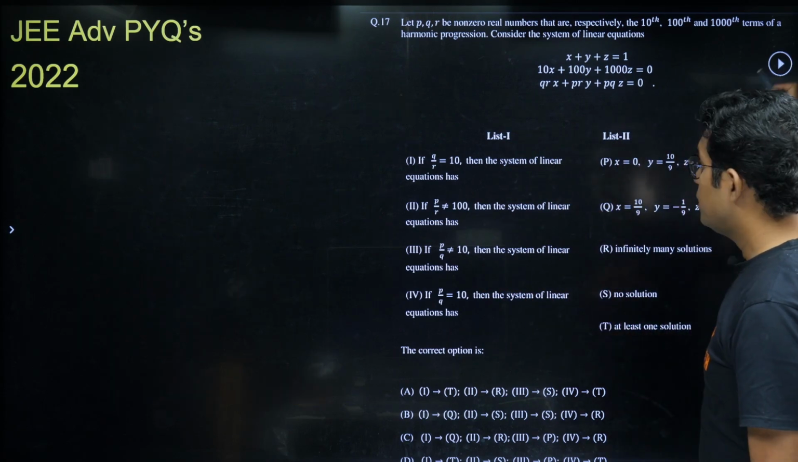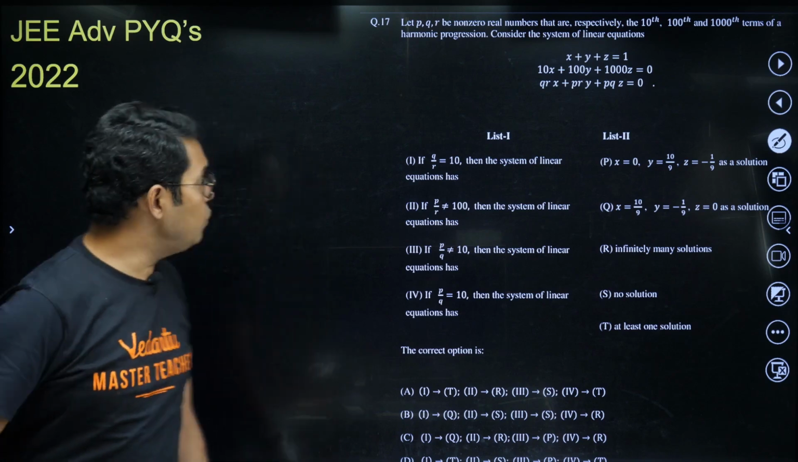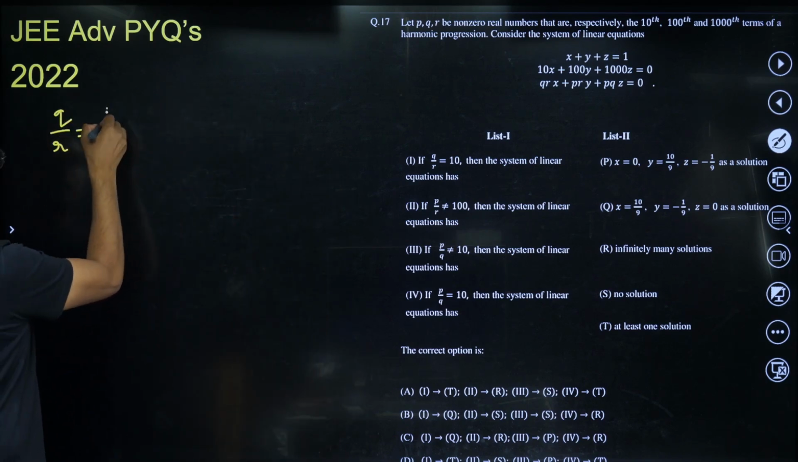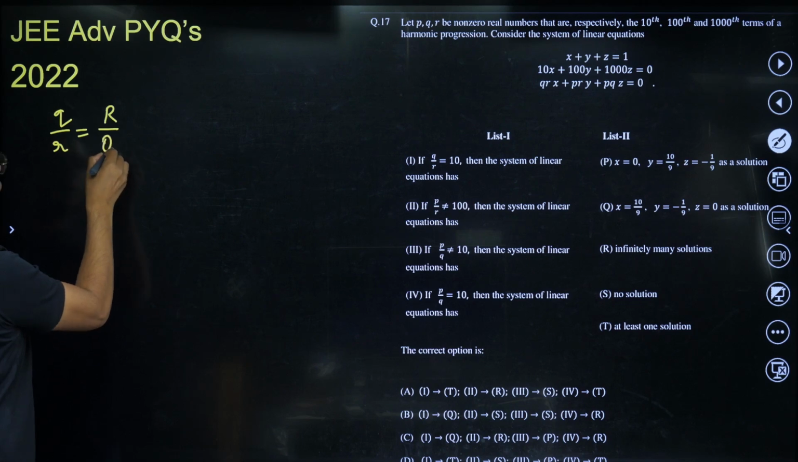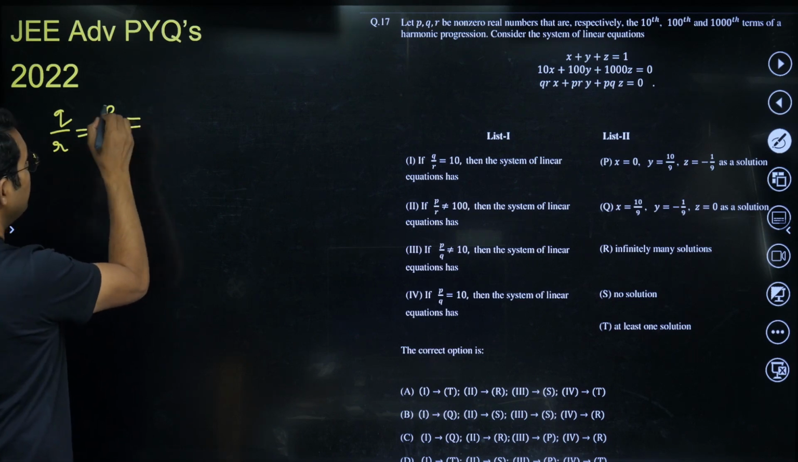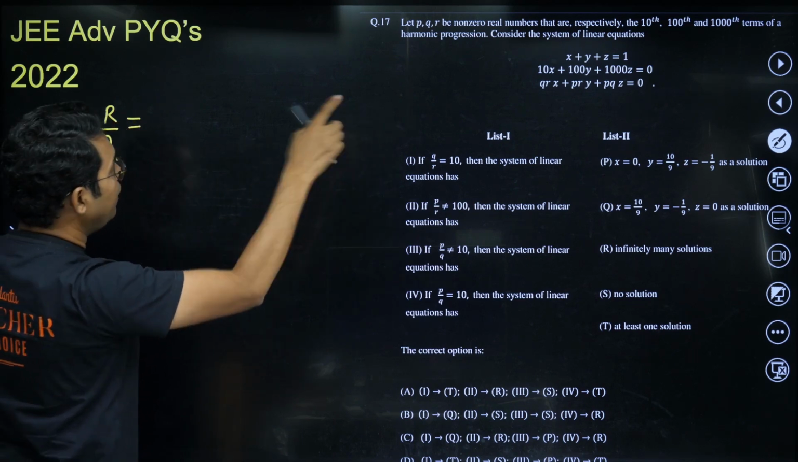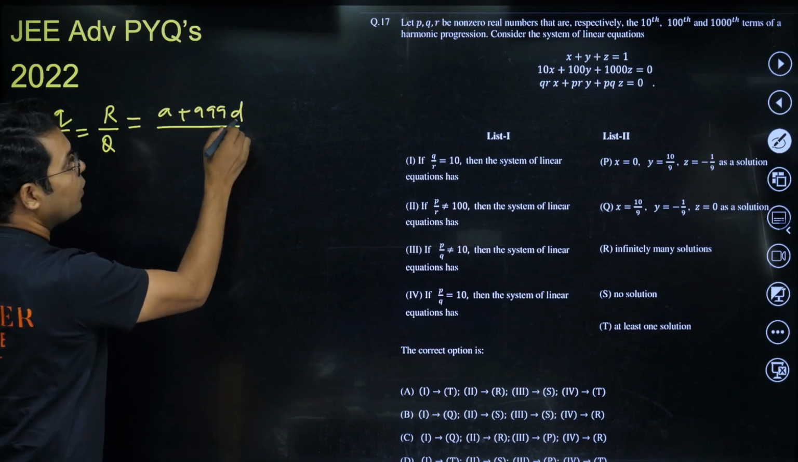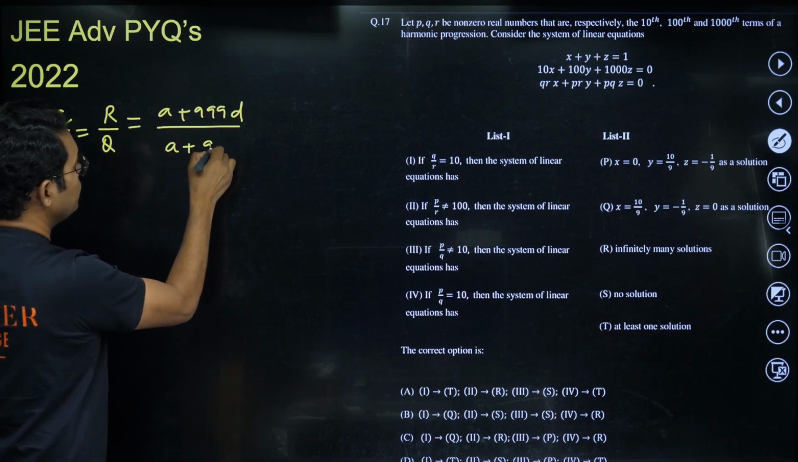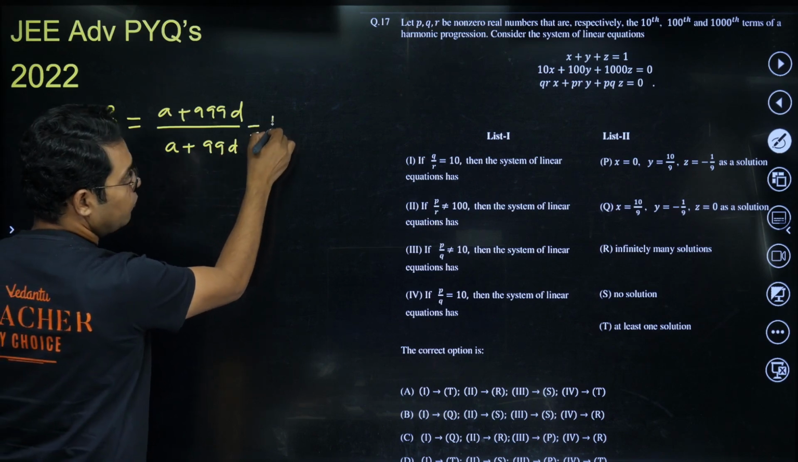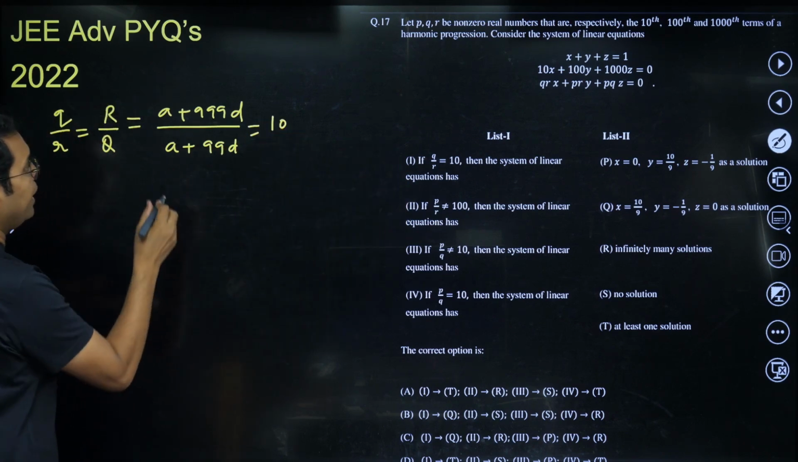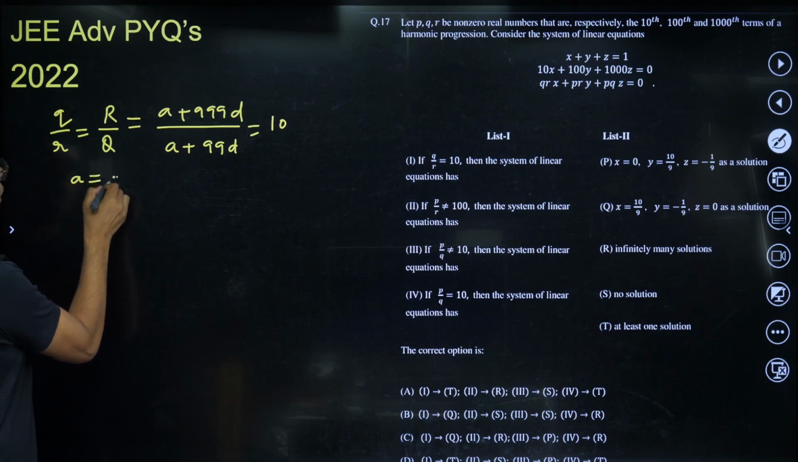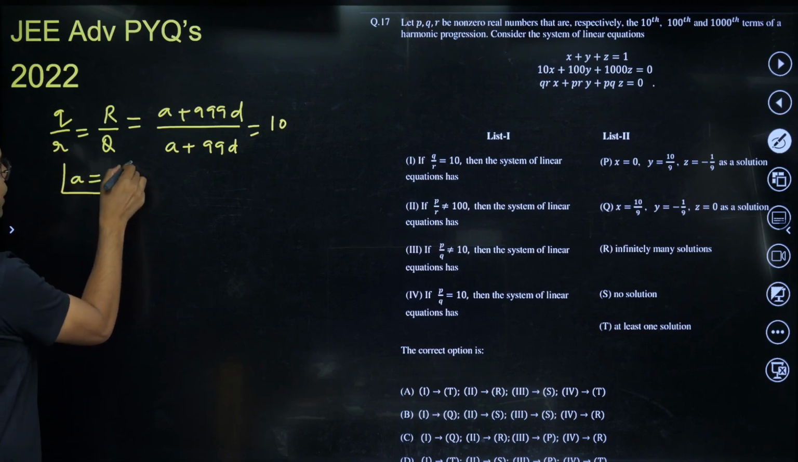Okay, let me go to the next slide. Q upon R means it will be capital R upon capital Q. Capital R was the 1000th term, A plus 999D, upon Q, the 100th term, A plus 99D. If it is equal to 10, and you cross multiply, you can check you will be getting A equal to D.